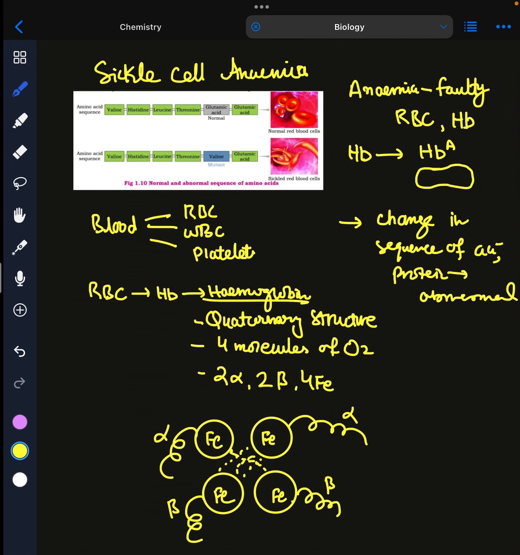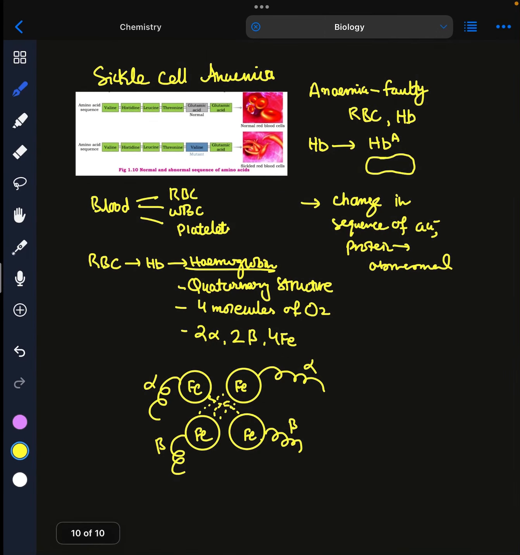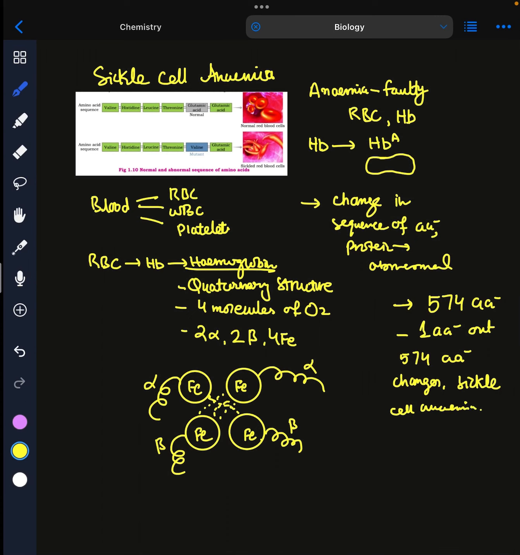Now in case of sickle cell anemia, what happens is that hemoglobin is a protein, and hemoglobin has 574 amino acids, and when only one amino acid out of these 574 changes, it causes sickle cell anemia. Now it depends on which amino acid is changed. In sickle cell anemia, there's only one specific amino acid that is changed. I'm going to tell you the position of that amino acid.